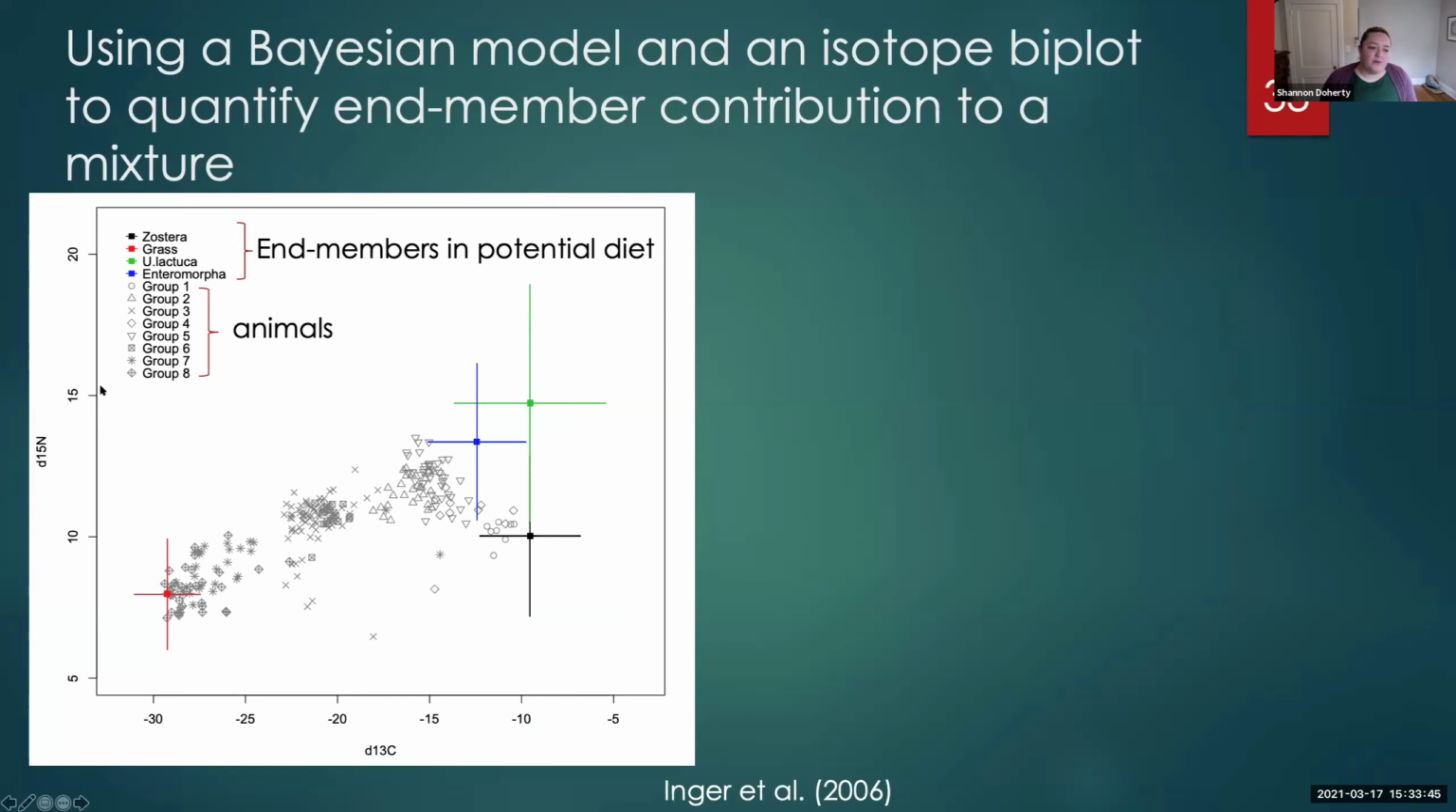So here we have a biplot really similar to the one I just showed you. We have delta N15 on the y-axis and delta C13 on the x-axis, but these could be any two isotopic variables. We have our end members and our potential diet. So these are animals, and here we can think about you are what you eat. So these animals are a mixture of the end members of their diet. We have end members with error, and then we have our mixture animals that fall somewhere in between all of these end members. And we can run all of this data through a Bayesian model.